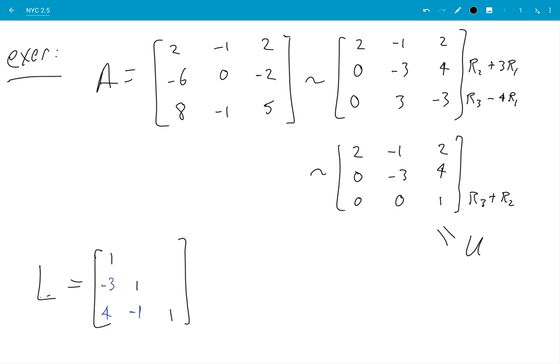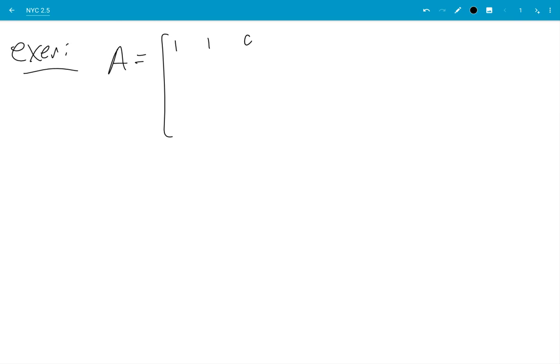Okay, one more exercise. Pause and copy this if you haven't done so already. Let's try something non-square. Okay, pause, copy, and try this one out.